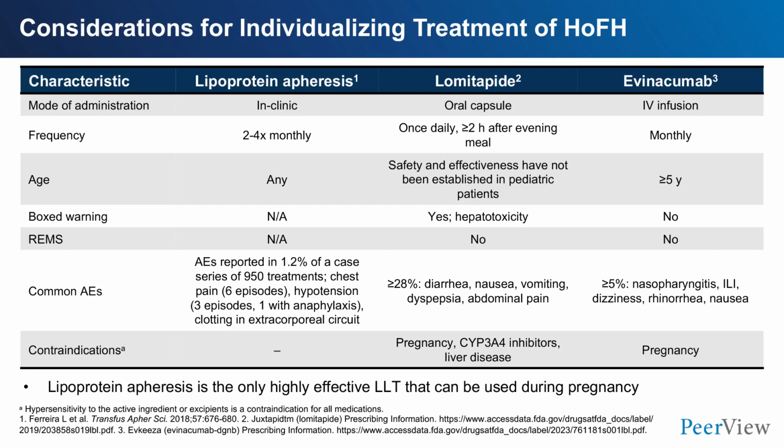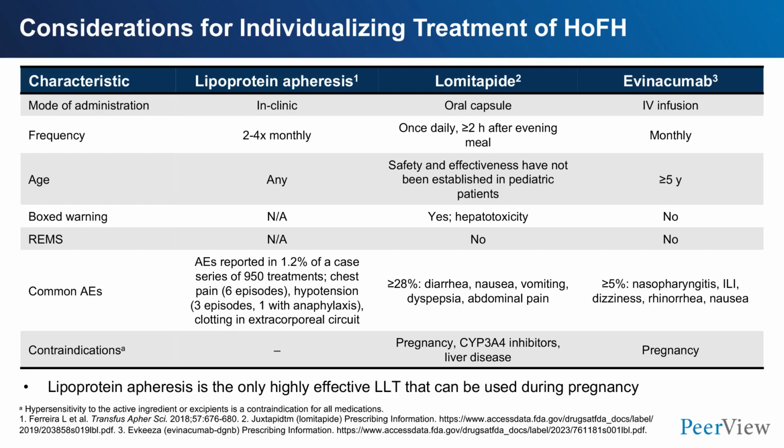So lomitapide hasn't done those pediatric studies at early ages, unlike evinacumab, which has now been shown to be safe and effective in patients 5 years and above. No boxed warning for lipoprotein apheresis. Lomitapide can have some hepatotoxicity, and I mentioned the GI problems. And evinacumab is fairly safe, with very, very little, if any, adverse boxed warnings to think of.